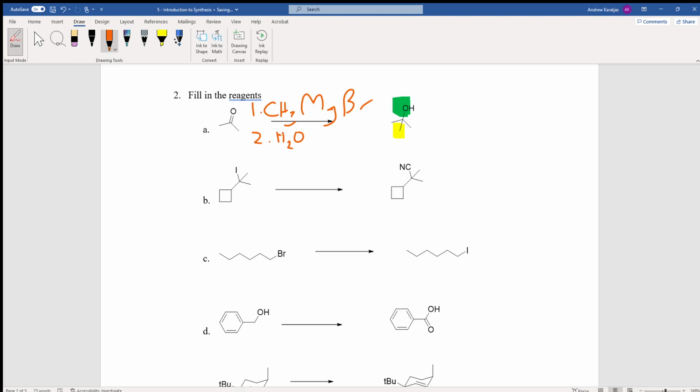Part B, you can see we have a leaving group, iodine, that's been replaced by a nitrile. So we know that's going to be a substitution reaction. In this case specifically, it has to be SN1. We have a tertiary leaving group. Regardless, though, the key piece of this question is we need a nucleophile to replace the iodine, and so we can do that with something like sodium cyanide.